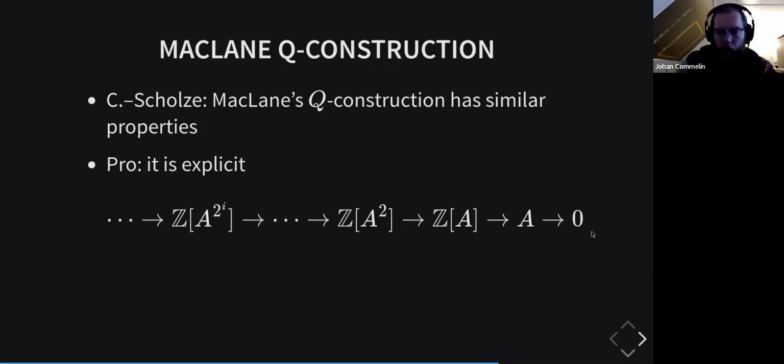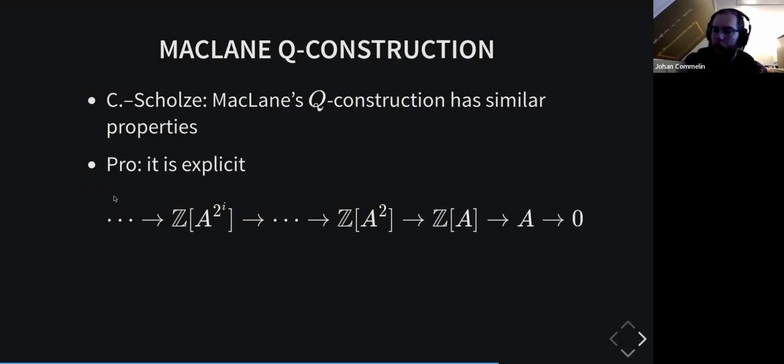So it starts out exactly the same as Breen-Deligne resolutions. You take A, you take Z adjoint A, you take Z adjoint A squared, and then you just take Z adjoint A to the power 4, A to the power 8, and in general, in degree i, you take Z adjoint A to the power 2 to the power i. And so it's extremely easy to write down this construction. And then you can also show that it is functorial. I mean, that's even easier again.